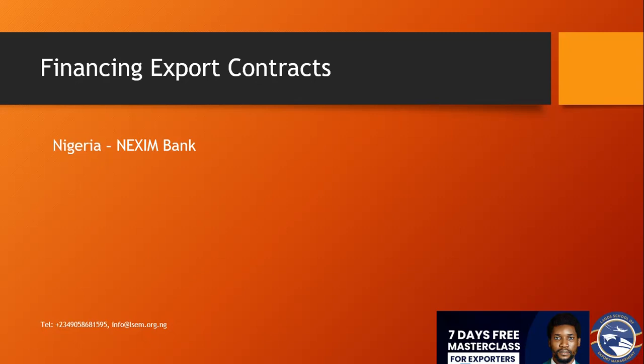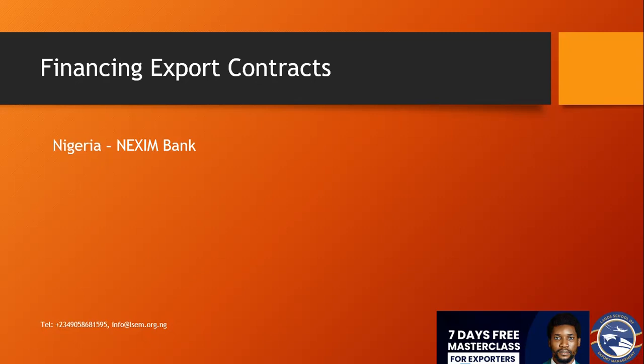So if you're also wondering what commercial banks you can work with: you can work with EcoBank, UBA, Zenith Bank, FCMB, and Stanbic also when it comes to your export financing. Whether it is agricultural, commodity, or metals, you can work with those banks, and you can work with Nexen Bank also.